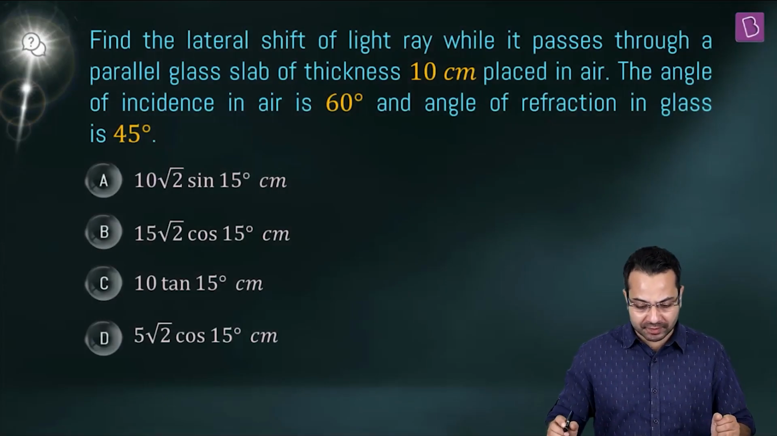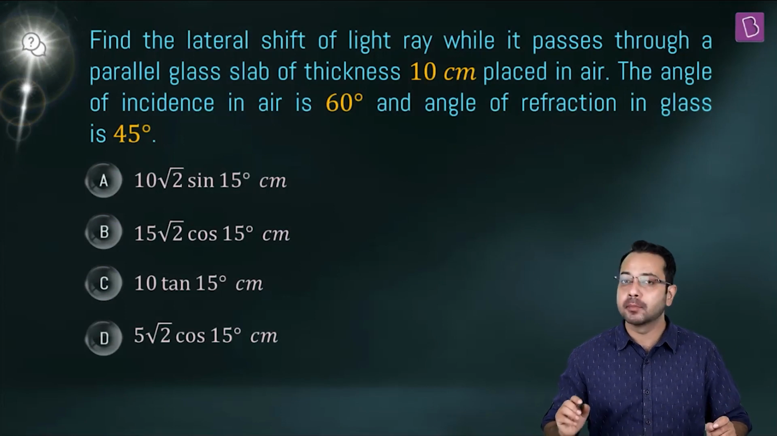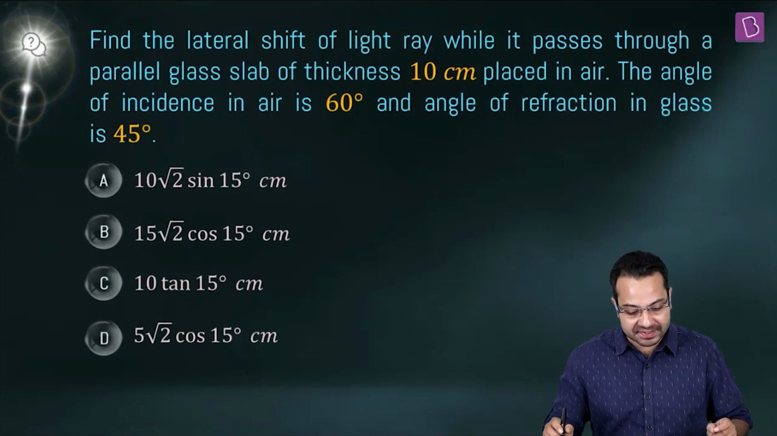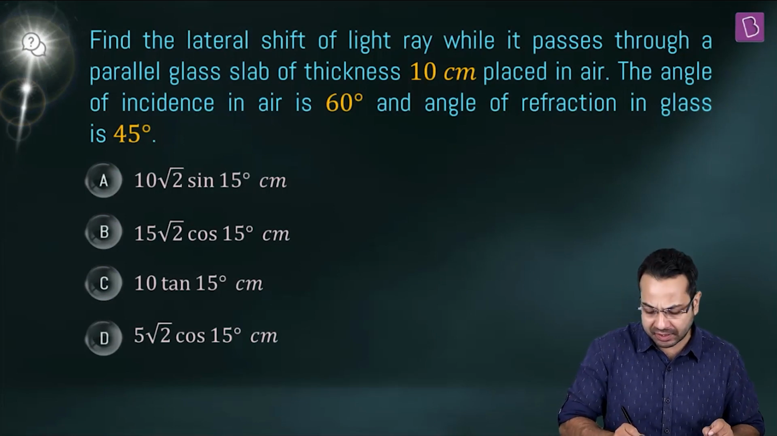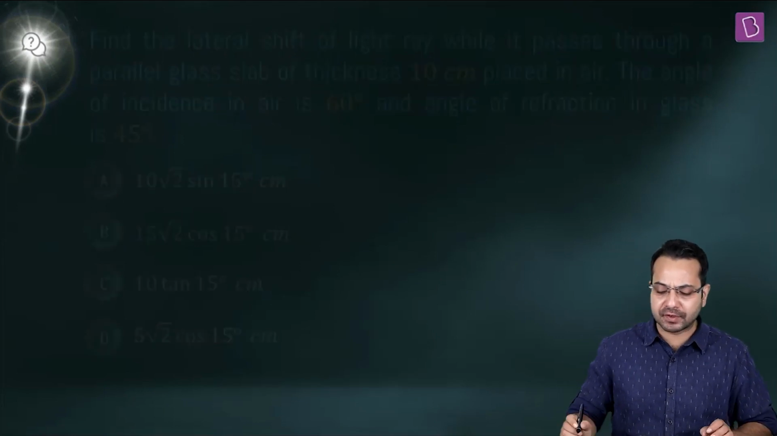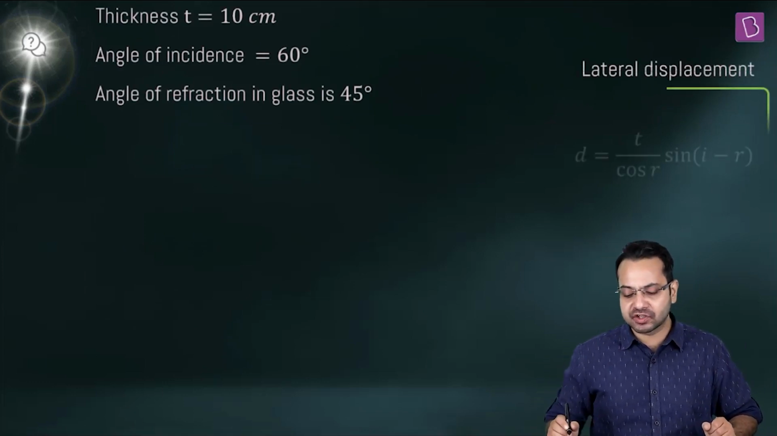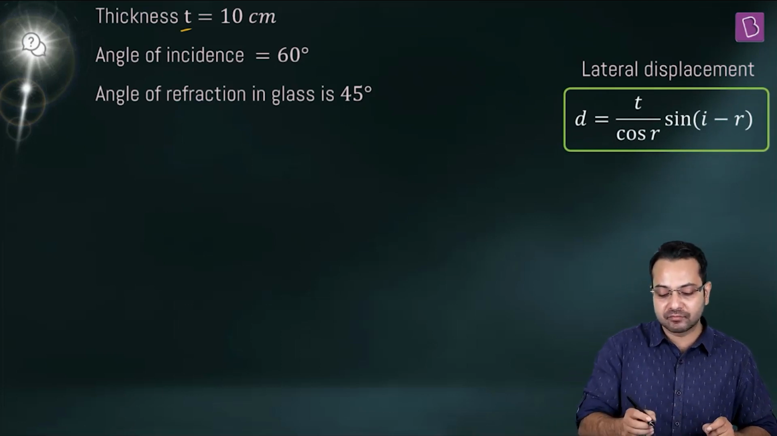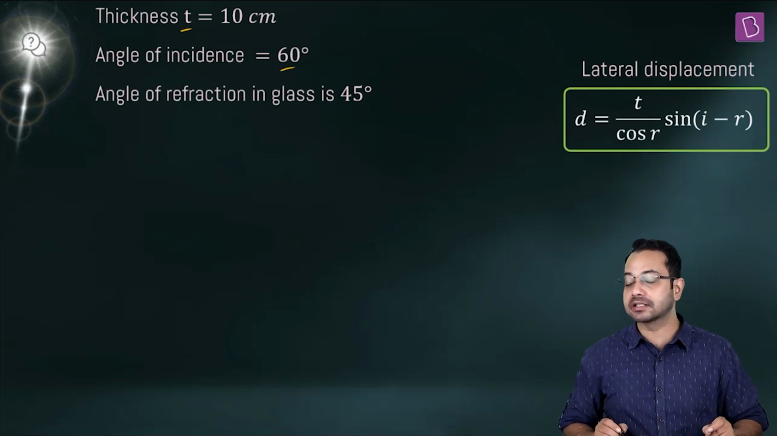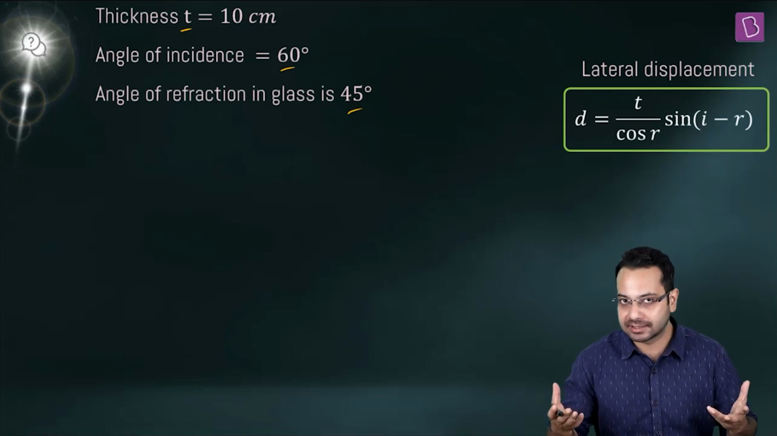Find the lateral shift of light ray while it passes through a parallel glass slab of thickness 10 cm placed in air. The angle of incidence in air is 60 degree and angle of refraction in glass is 45 degree. So again, what do we have to calculate? We have to calculate the lateral shift. The lateral shift is obviously given by T upon cos r into sine (i minus r). We have been given T, the angle of incidence, and also the angle of refraction.